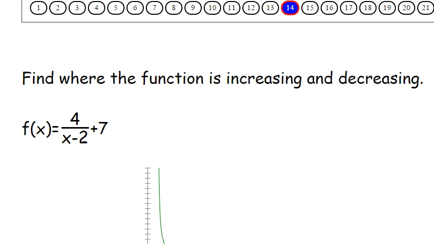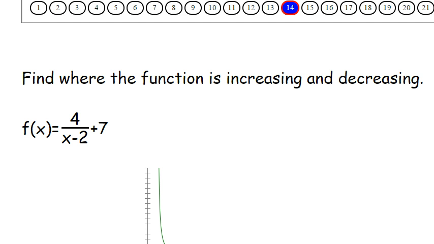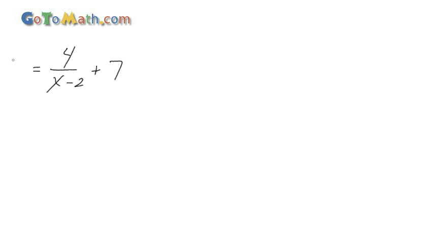4 over x minus 2 plus 7. I think I can remember that. 4 over x minus 2 plus 7, and I did forget what the name of the function is. It's f of x. Alright, so the first thing we're going to do is obviously take the derivative.